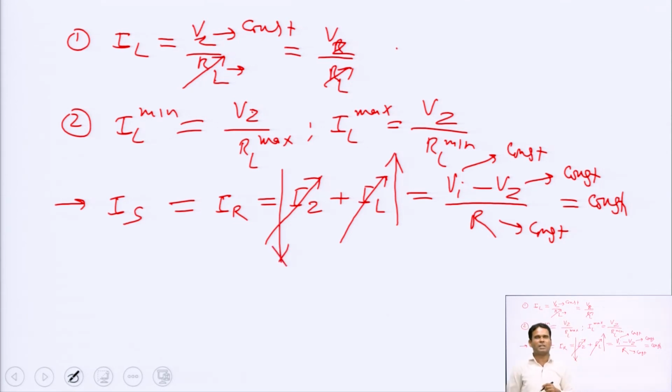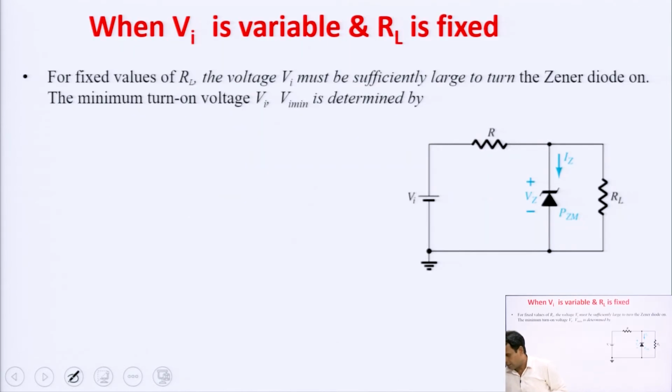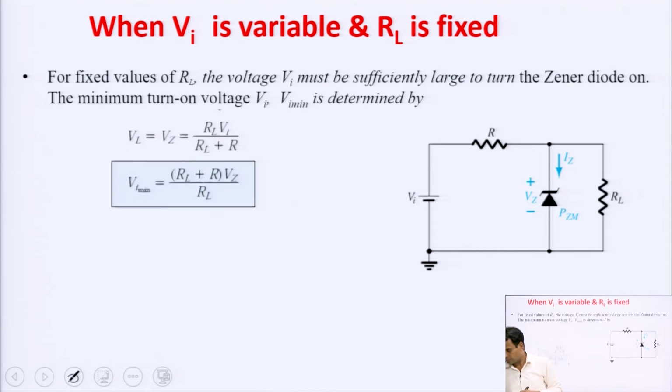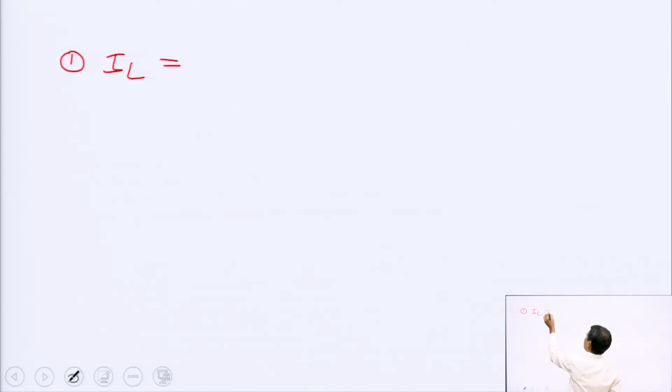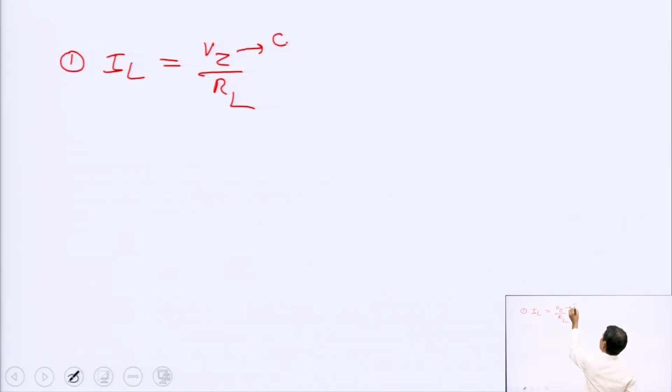So, this is all about the condition of Zener diode as a voltage regulator for V input constant and RL variable. Now, in the next circuit, here V input is variable and RL is constant. Then what will happen here? Here also there will be three equations. The first equation here: IL is equal to Vz upon RL. These two are constant here. This is also constant. This means IL is constant.